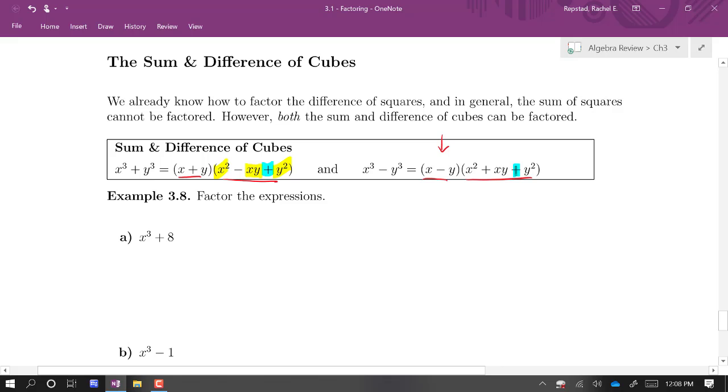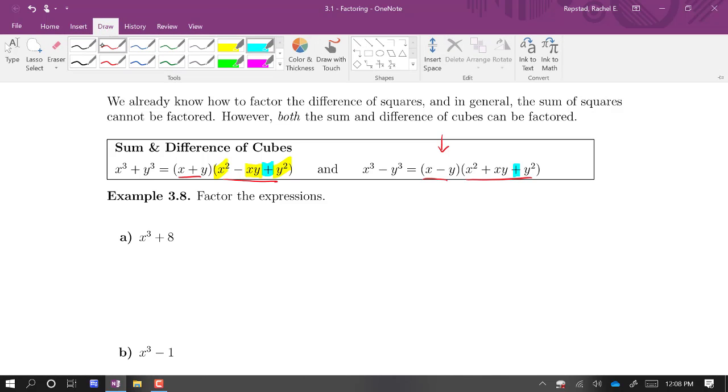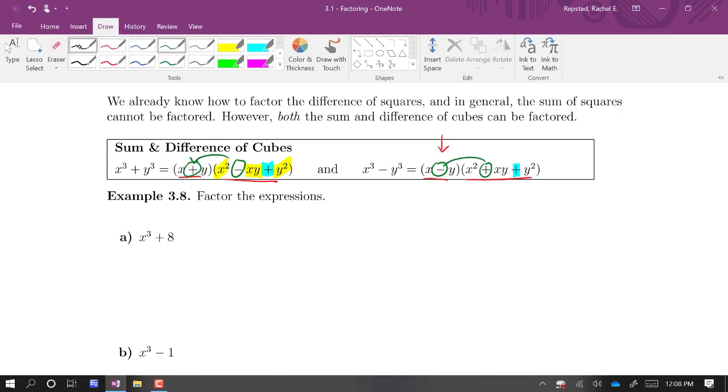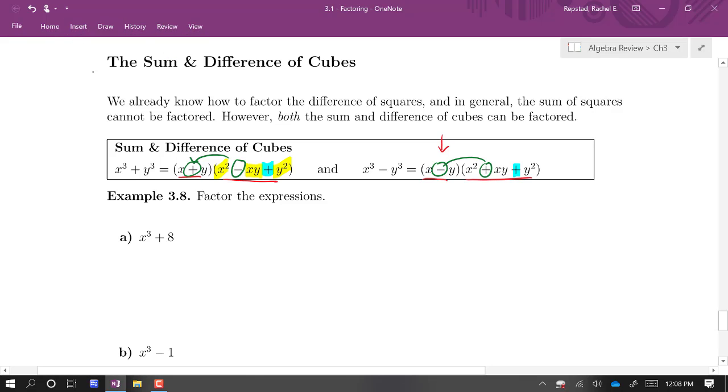It always ends on a plus, and this sign always differs from that sign. So that's just how you can remember how this goes, and I can't emphasize enough, doing practice is good. It will help solidify this pattern. Once you do several of them, you get used to how it works.